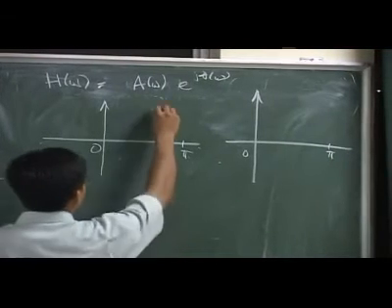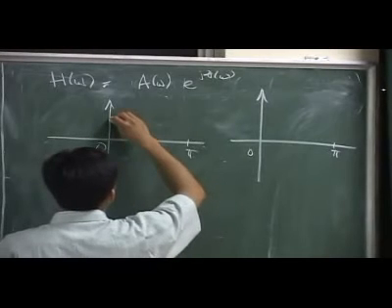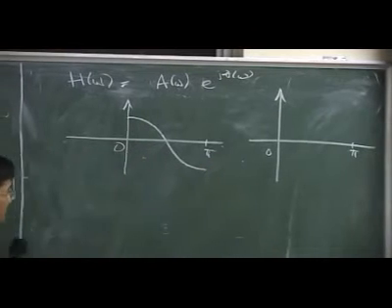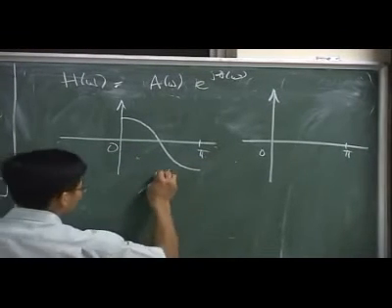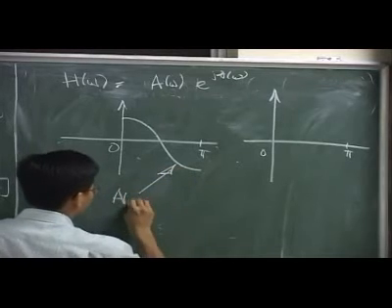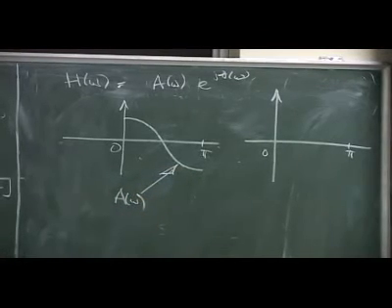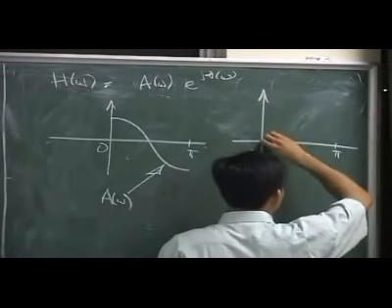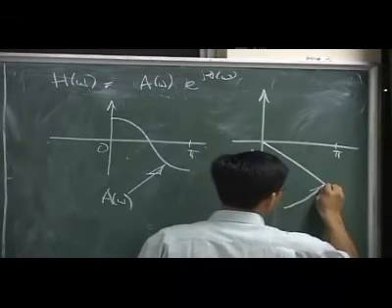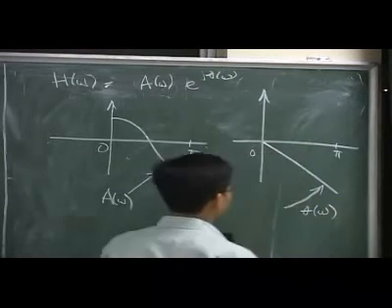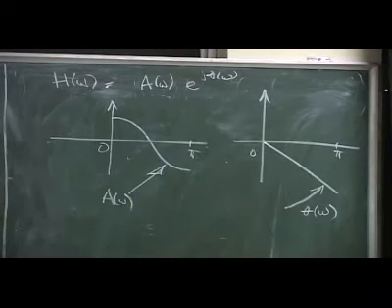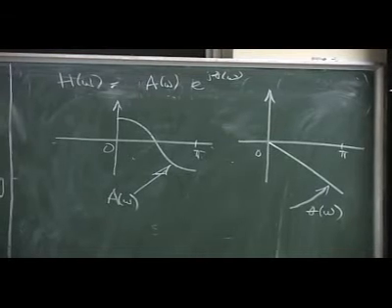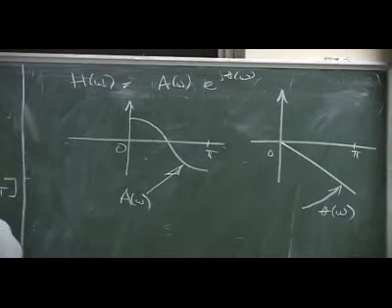For example, let's say the A here comes out something like this. So that's the A of omega. And here is the theta of omega. That's the theta of omega.